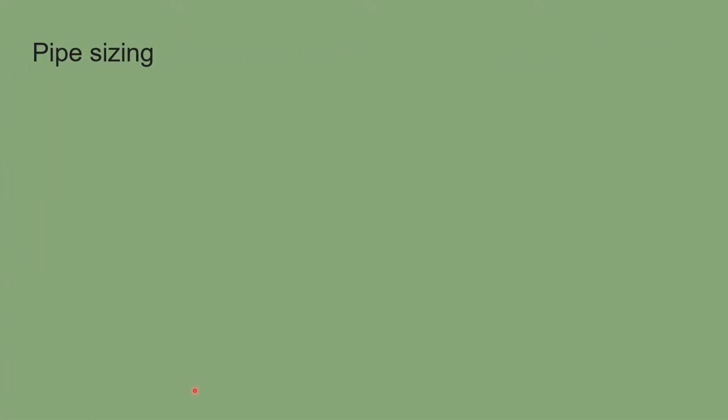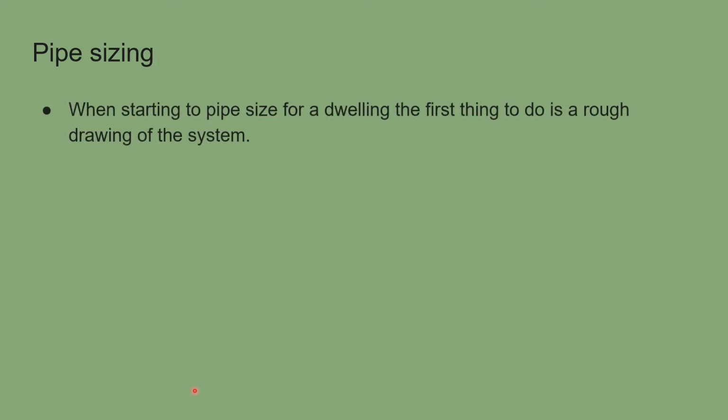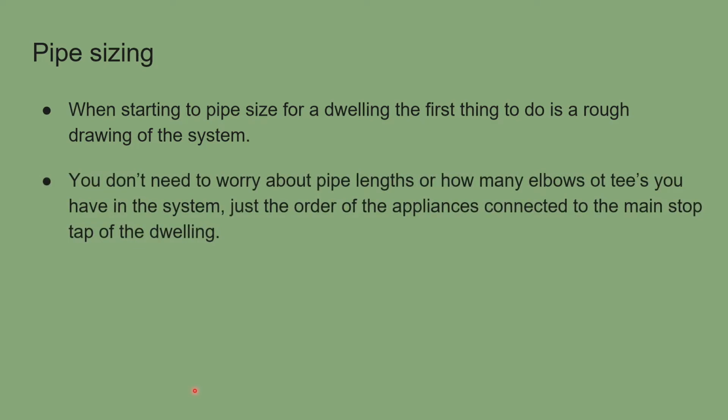So, when it comes to pipe sizing, we've got to look at the dwelling. When we start doing this pipe sizing, one of the first things I do is draw out a rough drawing of how the system looks. I'm not after lengths, I'm not after how many elbows are in that pipework. I'm just doing a rough drawing, okay? Nothing too spectacular. We will have some tees in there. We will have the stop tap, but I don't tend to worry too much about how many elbows and how wiggly and how long it is getting to these appliances.